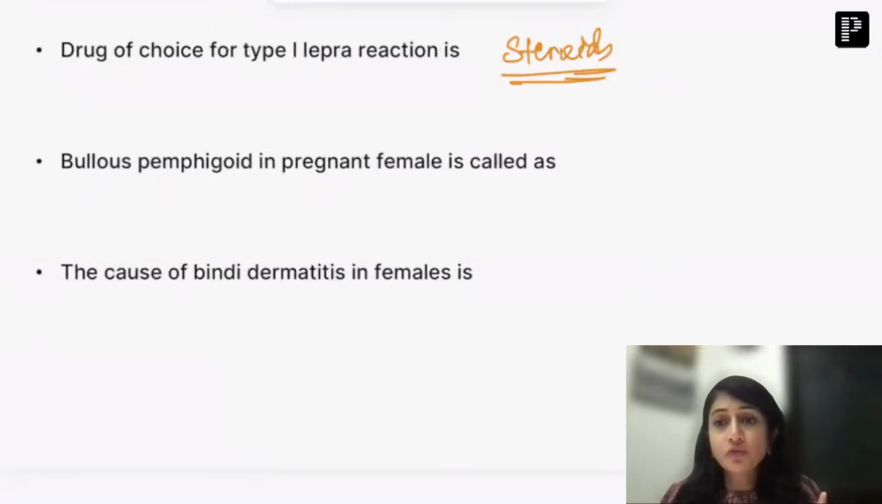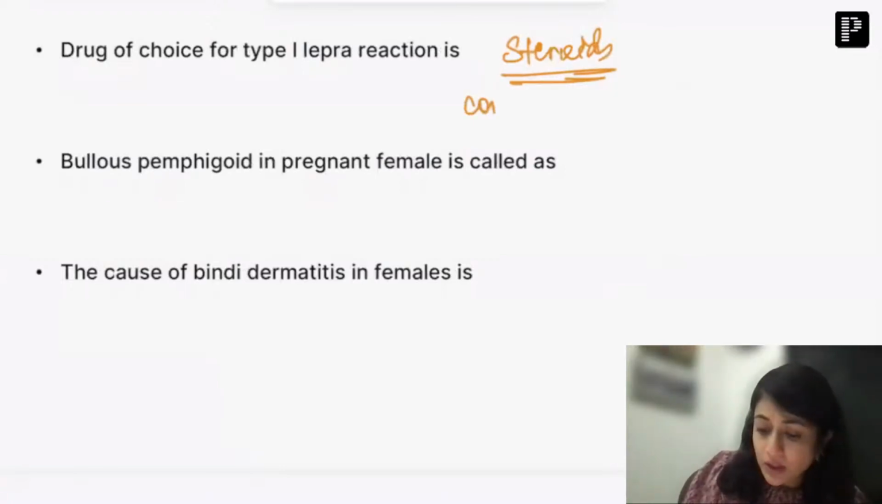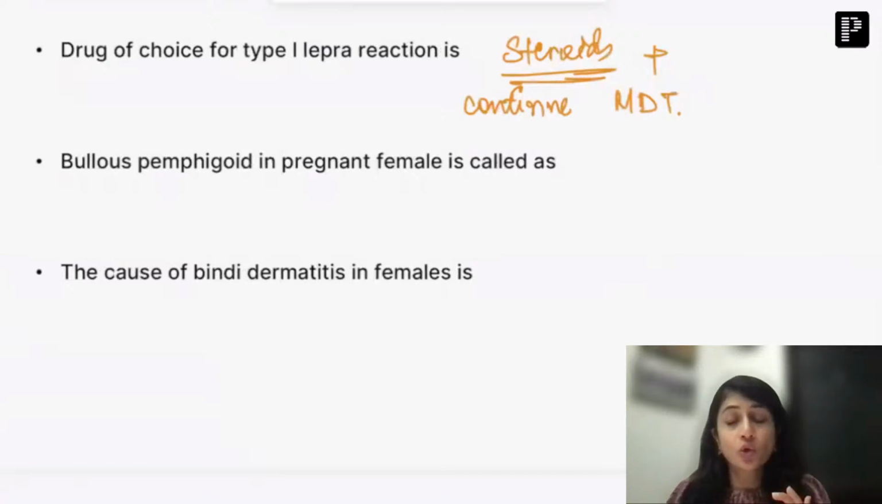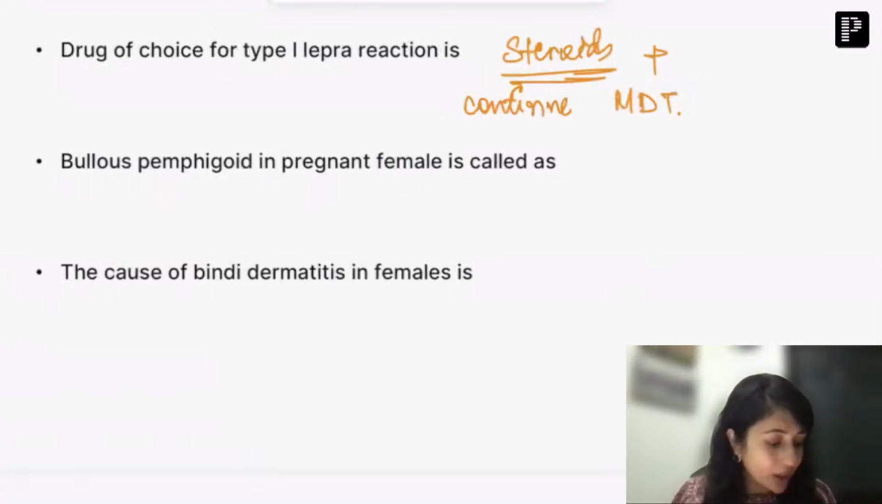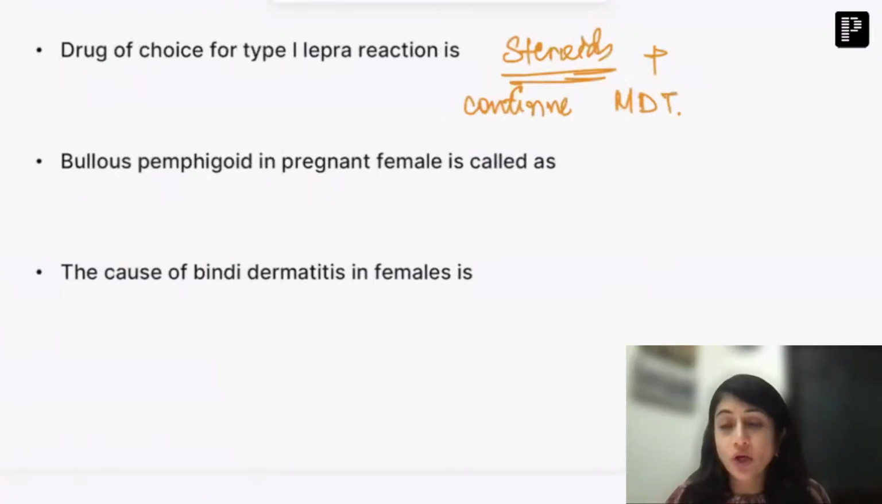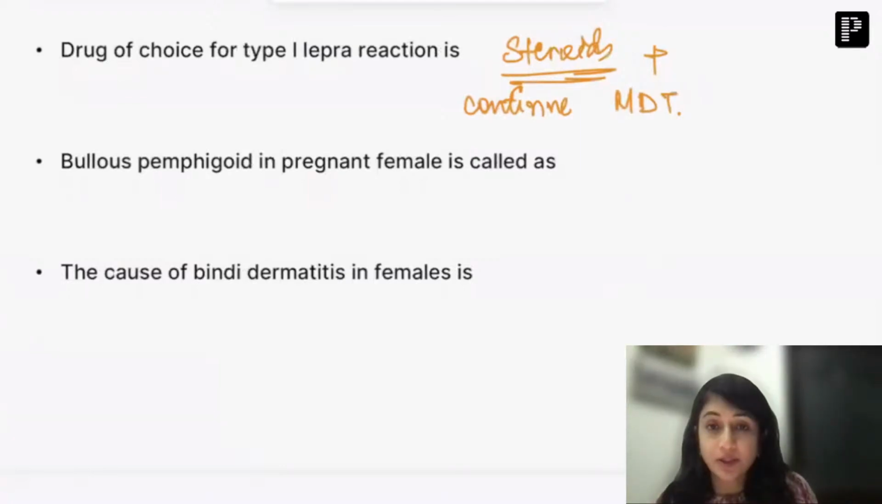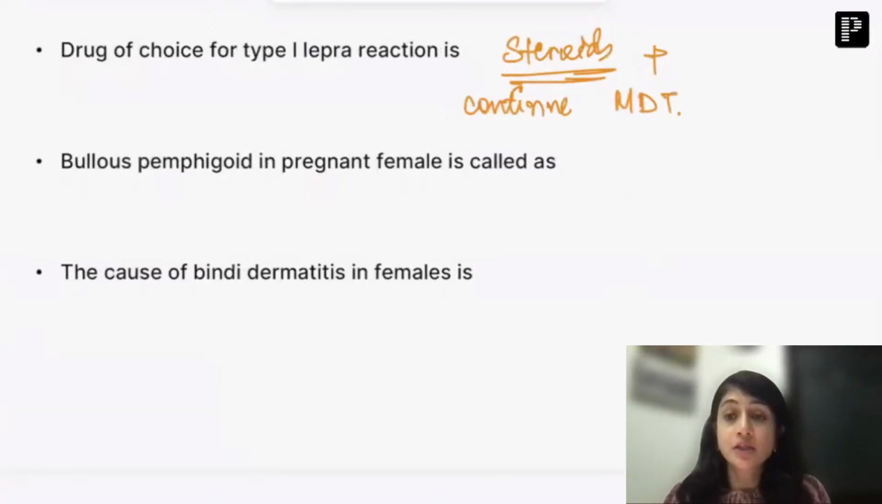So dapsone is a part of MB-MDT. You would continue MB-MDT. So for both kind of reactions, you continue your multi-drug therapy and you give steroids. So drug of choice is steroids. Milder reaction you can manage with NSAID, but if they ask you drug of choice, it is steroids. Please don't get confused here. Yes, it is a type 4 hypersensitivity reaction. Type 1 lepra reaction, type 4 hypersensitivity, type 2 is type 3 hypersensitivity. Remember, drug of choice for both of them is steroids and continue MDT or start MDT if the patient is not on MDT. Clear? So I hope there's no confusion here.